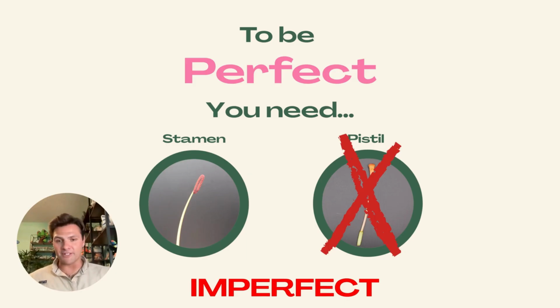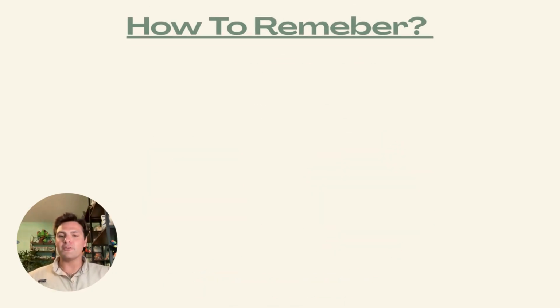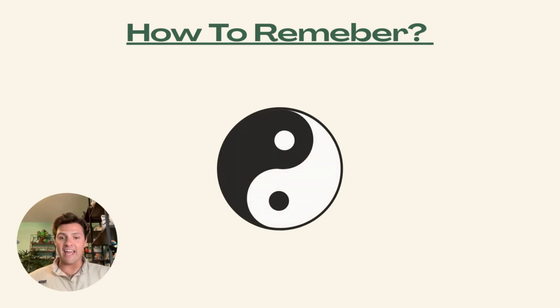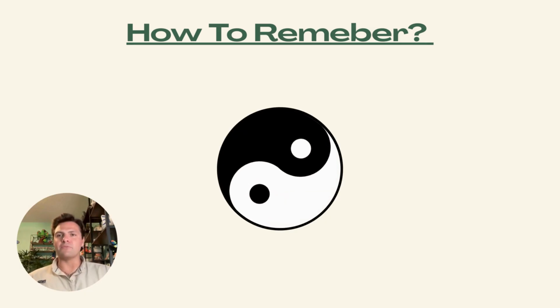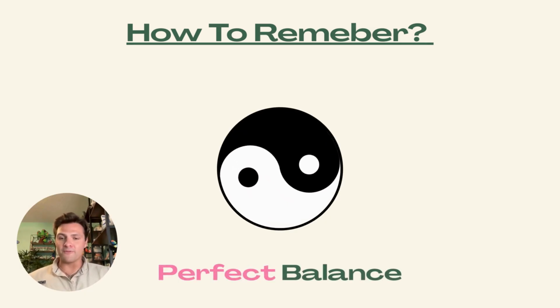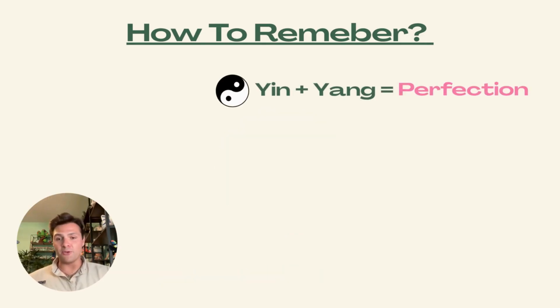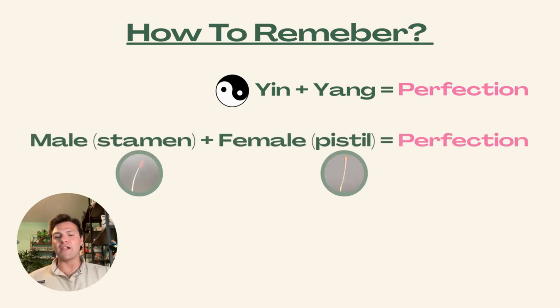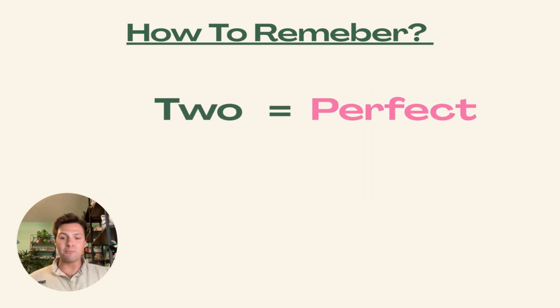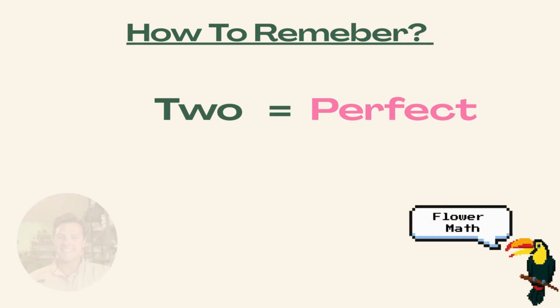A great way I like to remember this is I think of yin and yang, because yin and yang are the representation of perfect balance or perfect harmony. But it's more because there's yin and yang, which are two factors, and that equals perfection. And then in perfect flowers, there's the male and female structures. That's two factors, which equal perfection. So two equals perfect, essentially.